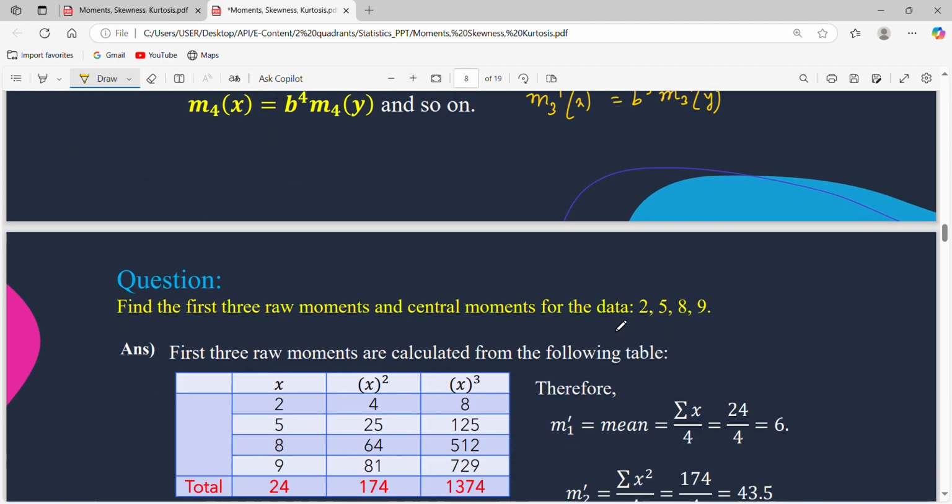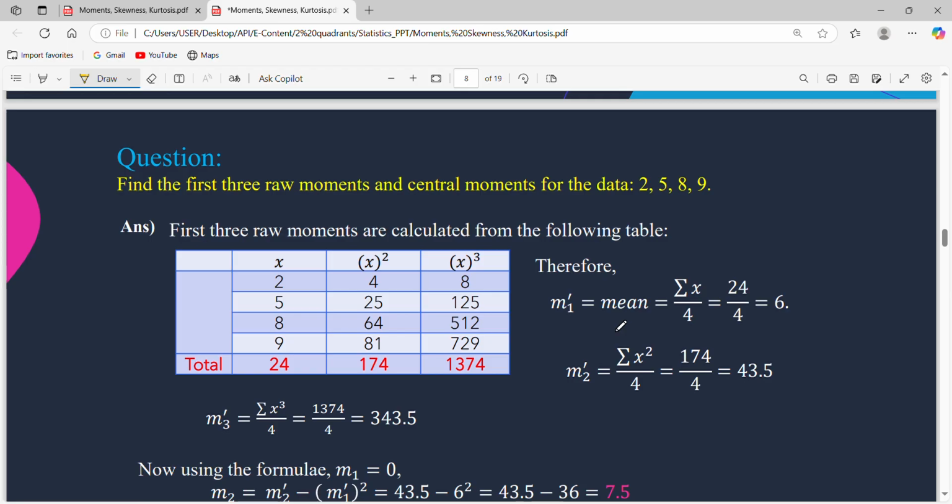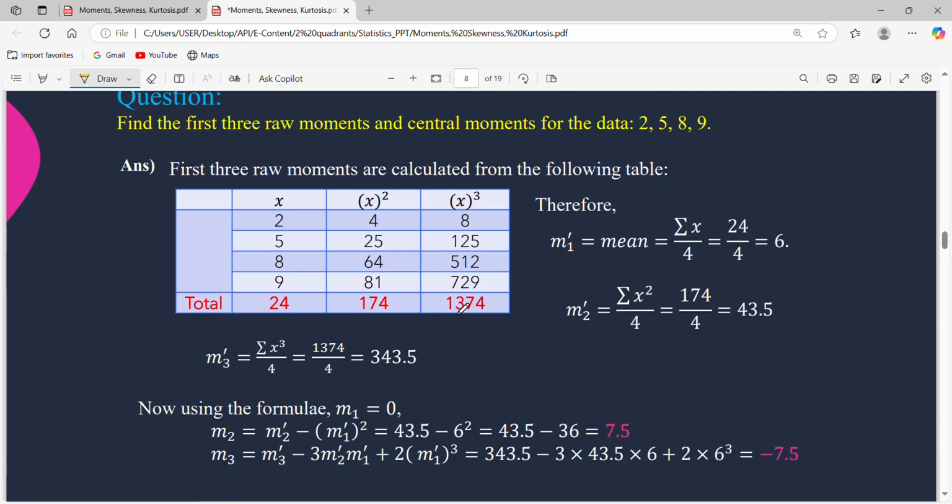Now the question: find the first three raw moments and central moments for the data 2, 5, 8, 9. So here we have to find the raw moments and central moments, but we will not find them separately, because we know that we have the relation between central moment and raw moment. So we will take the help of that relation. We will find one moment, and then with the help of the relation, we will find the other. So now tell me, between raw moment and central moment, which one are we going to find first? So here the answer will be raw moment.